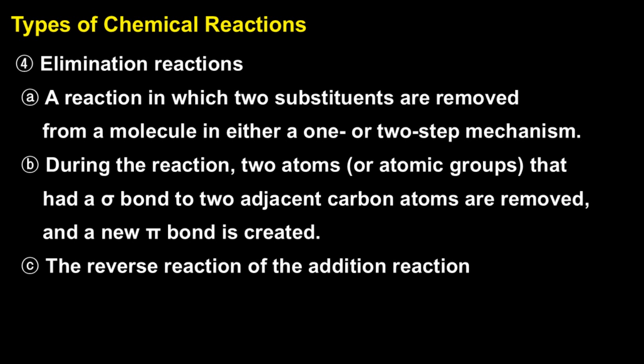Elimination reactions happen when two substituents are removed from a molecule and a new pi bond is formed. In this process, two atoms or groups that were originally sigma bonded to neighboring carbon atoms get eliminated, and that leads to the formation of a double or even a triple bond. These reactions can follow either a one-step or a two-step mechanism, depending on the substrate and the reaction conditions. Since elimination involves removing atoms or functional groups, it's often thought of as the reverse of an addition reaction.